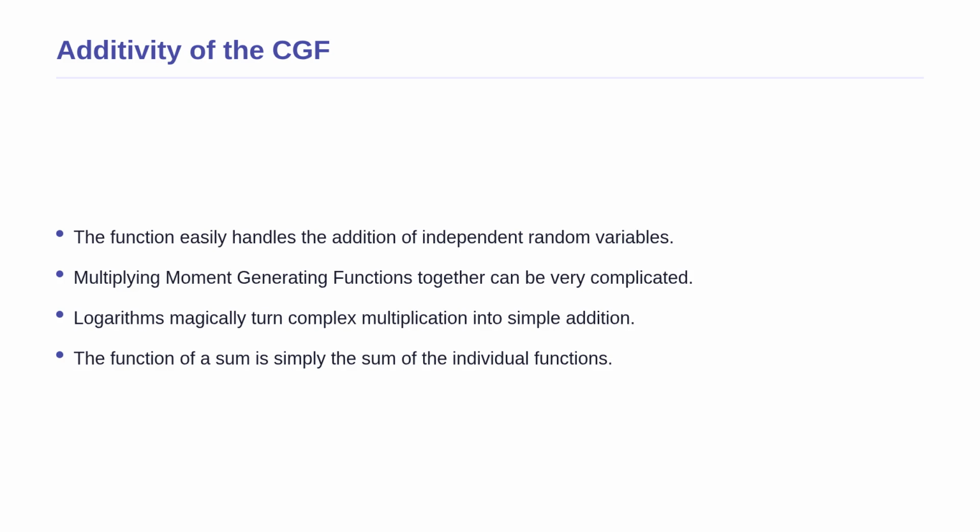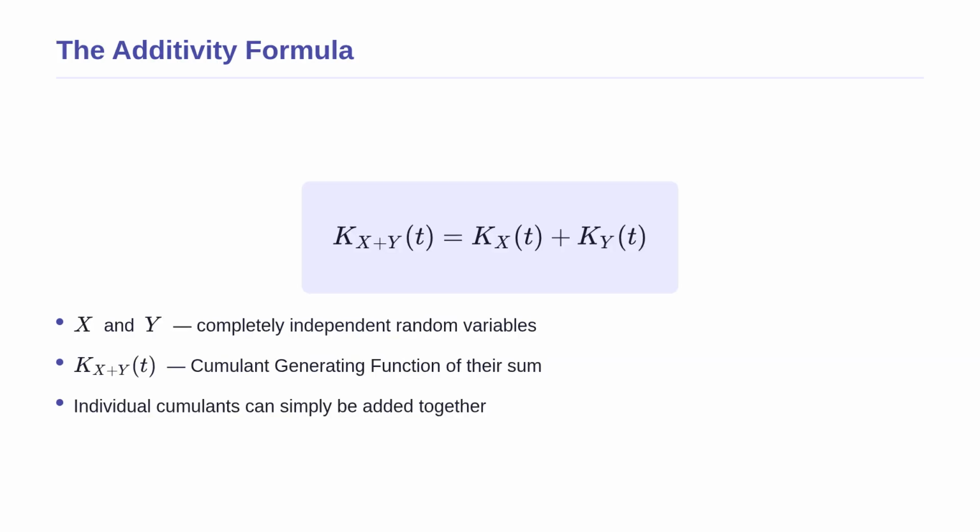If you want to find the probability distribution of that total weight, multiplying moment generating functions together gets very messy. But because logarithms turn multiplication into addition, the cumulant generating function of a sum is simply the sum of the individual functions. Let us look at the mathematical formula for this additive property.